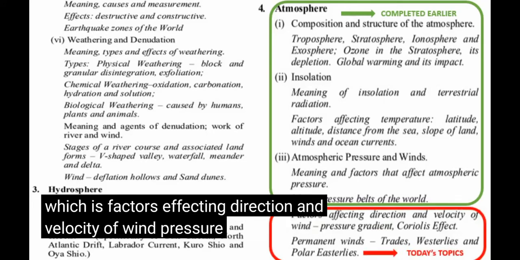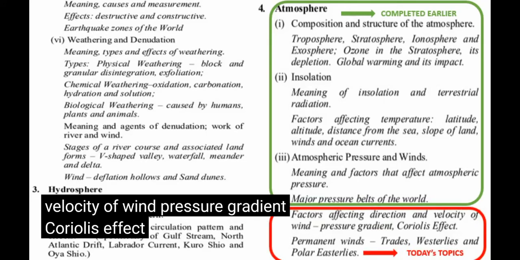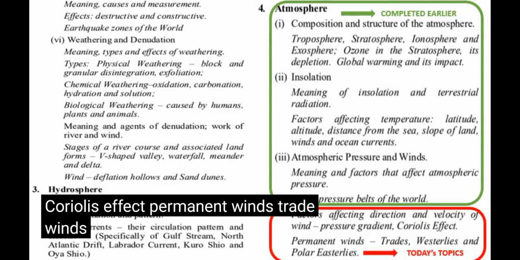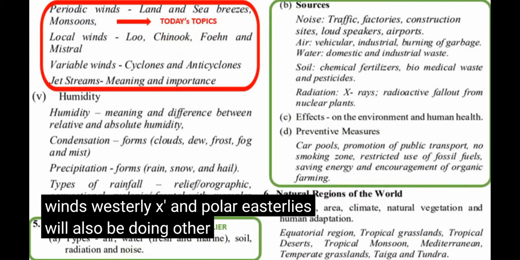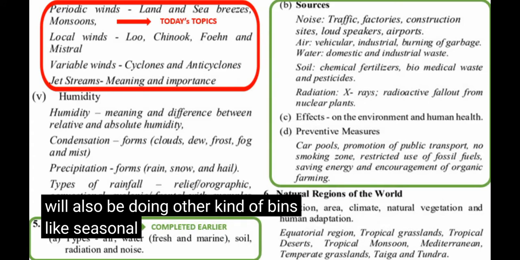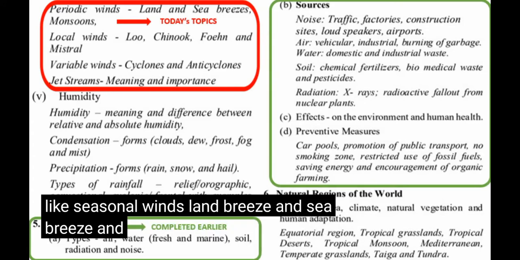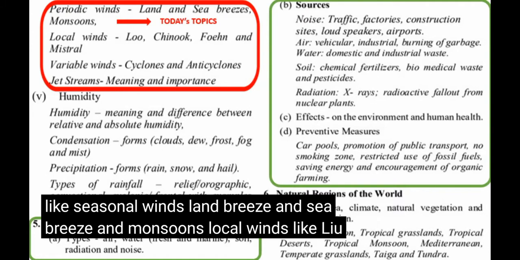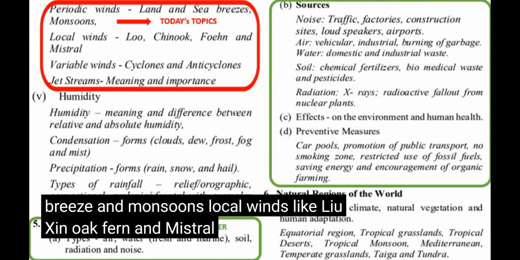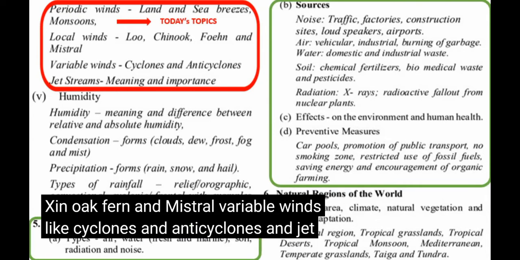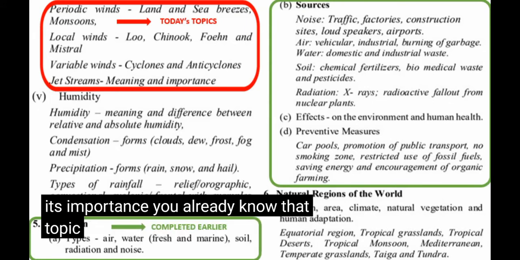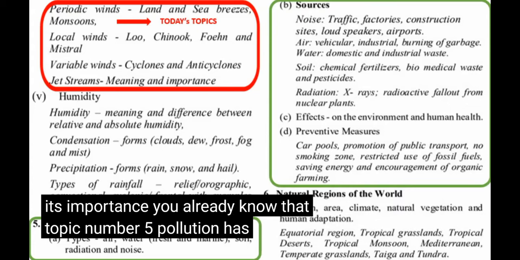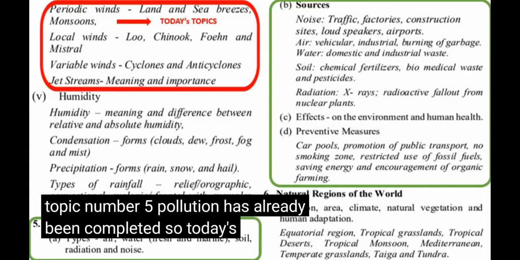Now we are going to discuss the wind, pressure gradients, Coriolis effect, permanent winds, trade winds, westerlies and polar easterlies, and also seasonal winds, land breezes, sea breezes, monsoon, local winds like Chinook, Foehn, Mistral, and variable winds like cyclones and anticyclones. These are the important topics we are going to study through this video.